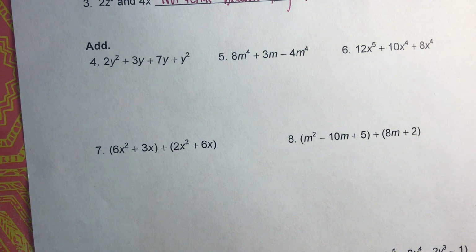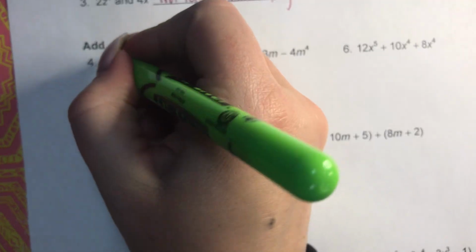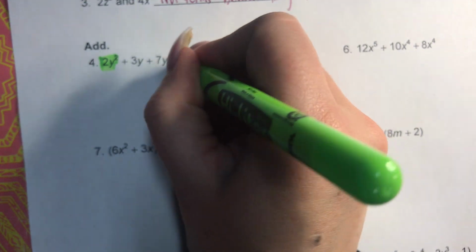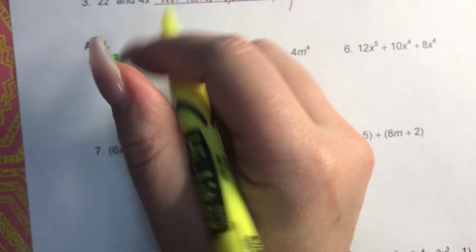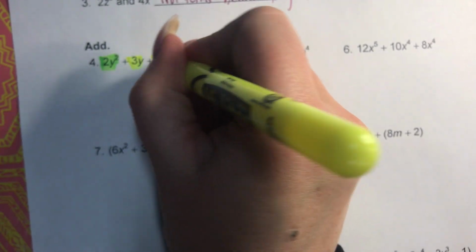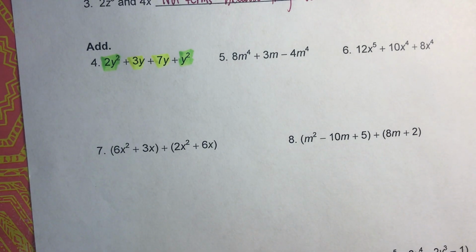Okay, let's see how you did. So let's look at number 4. Okay, we need to combine like terms. What I see is this 2y squared and this y squared. I also see this 3y and 7y, same variable, same degree. Okay, those are like terms.